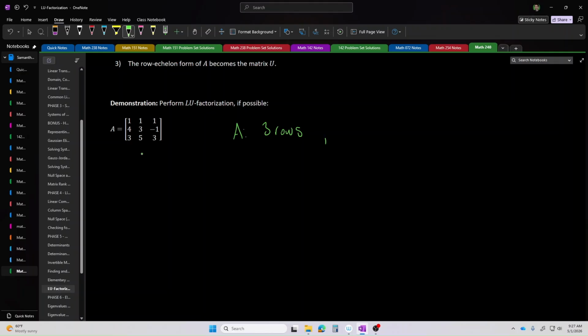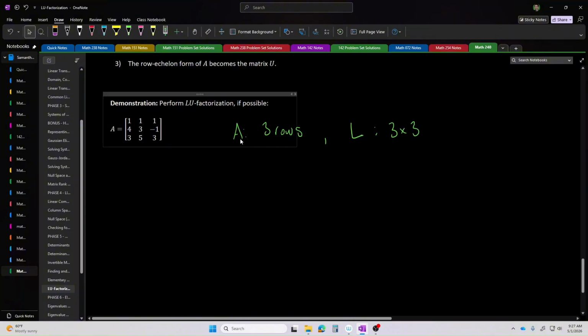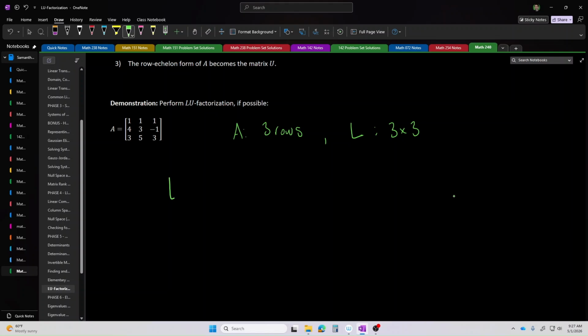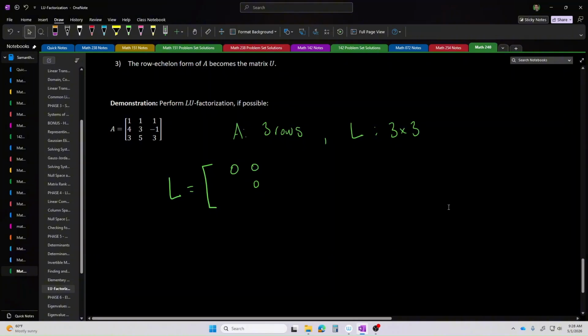So the matrix L is going to be 3 by 3, a square matrix with the same number of rows as A. Now, as we set up our template for the matrix L, let's remember that it is going to be lower triangular, which means all the entries above the diagonal are going to be 0 for sure. So then it's just a question of what's going to be on the diagonal and what's going to be underneath the diagonal.